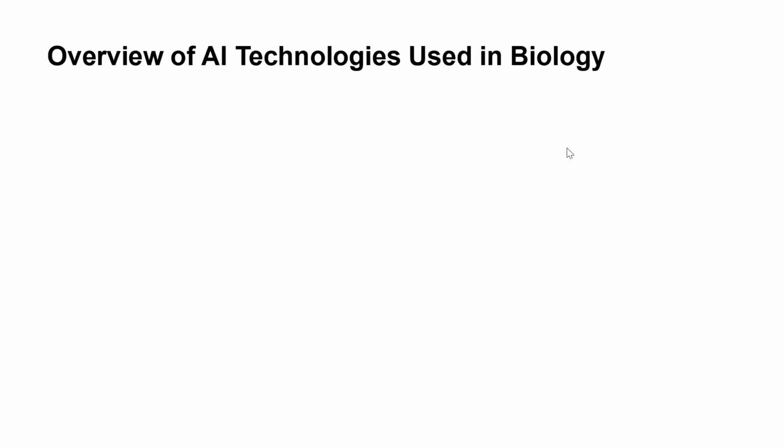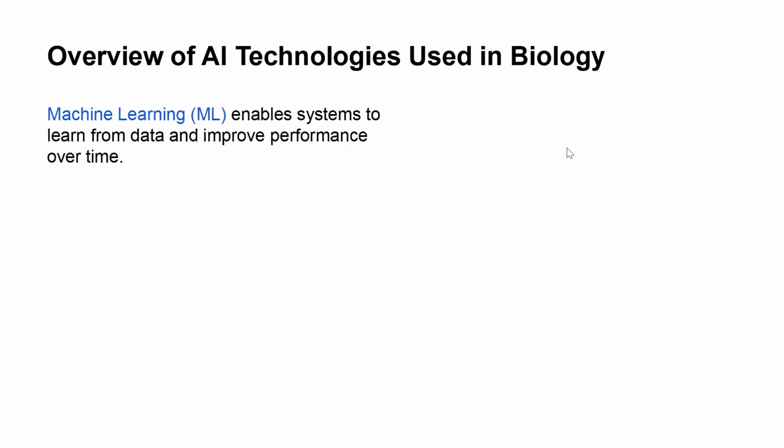So now, an overview of AI technologies used in biology. So we have machine learning. Machine learning is a subset of artificial intelligence, and it enables systems to learn from data sets and improve performance over time. So actually, machine learning is a system that trains and learns from a data set and then improves its performance.